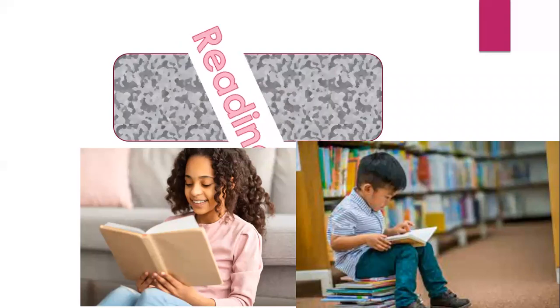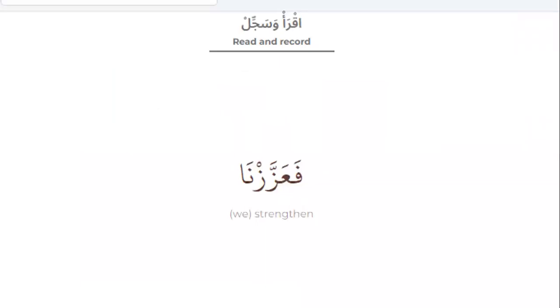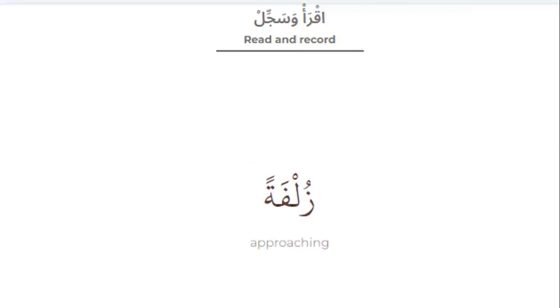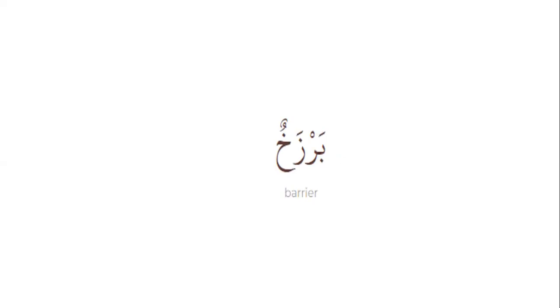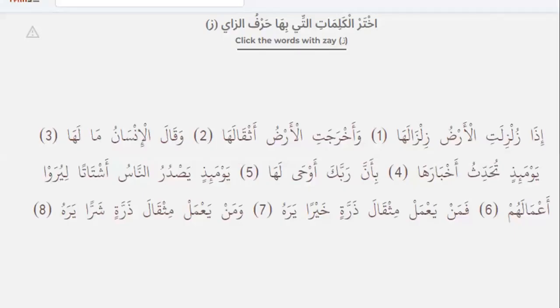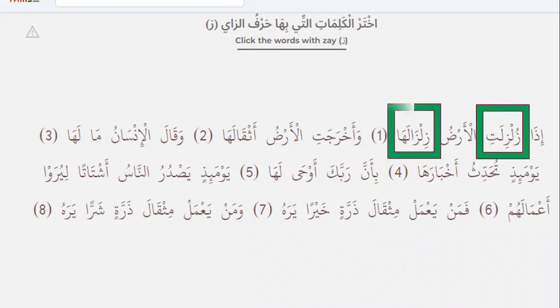Now I will test your reading skills. Can you read? Try to read. Yes, it's fa'azzazna. Good, okay. Can you read? Zulfatan. Yes. Al-a'azzu. Yes, can you read? Yes, Zaidon. Barzakhon. Click the words with Zai. Try to find words with letter Zai. Can you find? Look at the ayat and try. Yes, zulzila. Good. Another word. Yes, zilzalaha. Good.